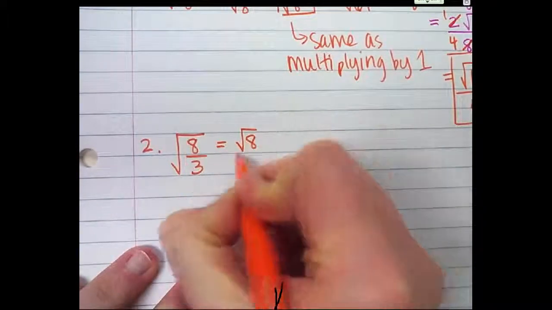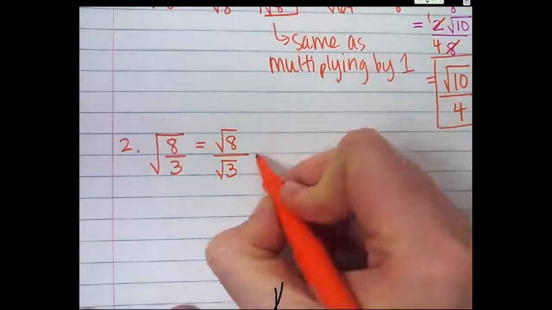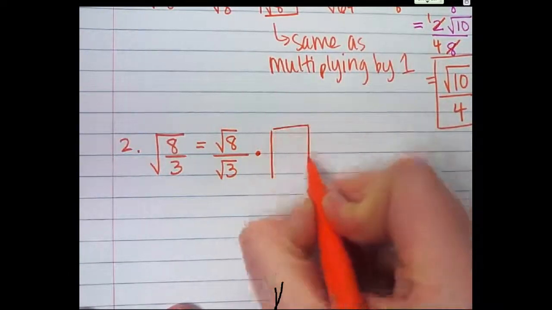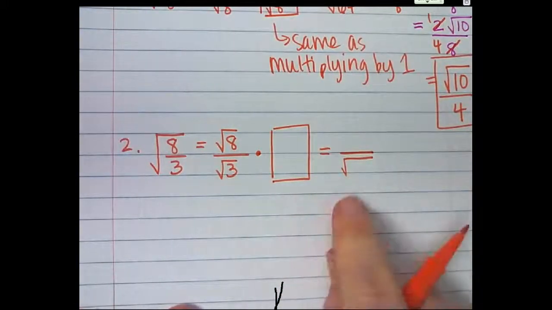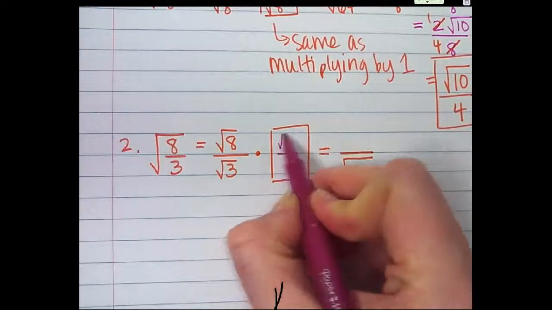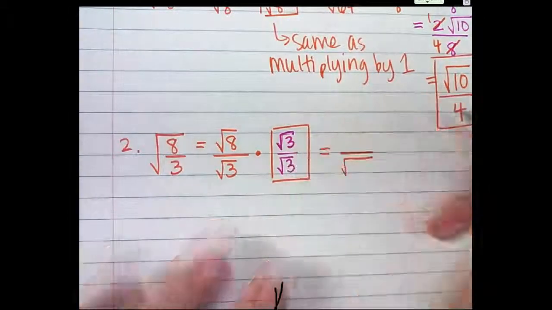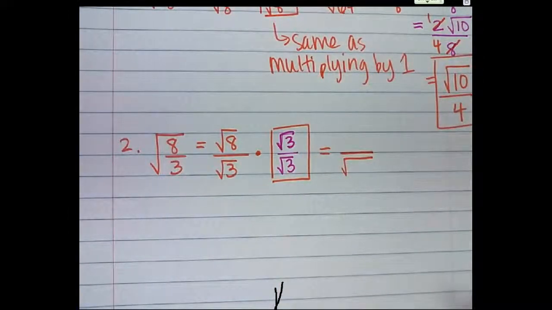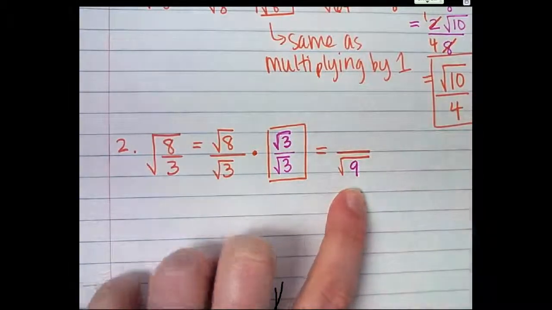Okay, so I like to split it up first. Square root of 8 over square root of 3. Okay, we have to multiply by something to get a perfect square on the bottom. Square root of 3, perfect. Okay, you can always multiply it by itself for perfect squares. Like if you have a 5, multiply by a 5, you get 25. So in this case, multiply by a 3, that's going to give us 9 on the bottom, which is a perfect square.